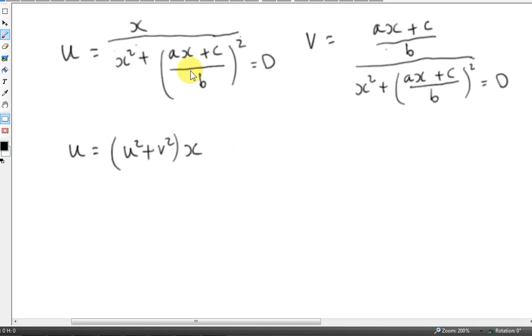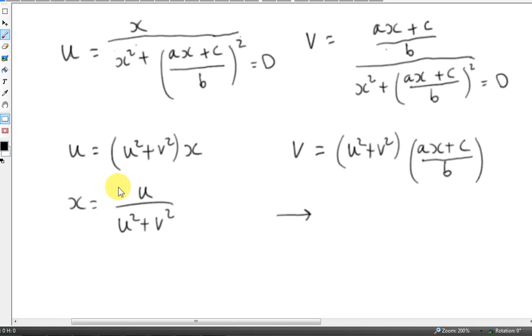So if d is 1 over u squared plus v squared, if we multiply above and below by u squared plus v squared, we get u equals u squared plus v squared times x. And over here we have the numerator ax plus c over b divided by 1 over u squared plus v squared, or multiplied by u squared plus v squared. So we make x the subject of this, and we will also make x the subject of this. Then we'll equate the two results to get the relation between u and v.